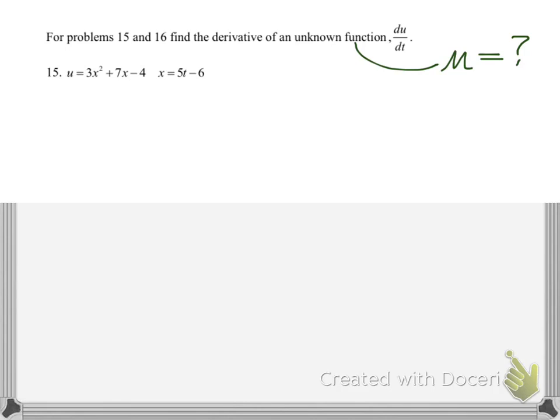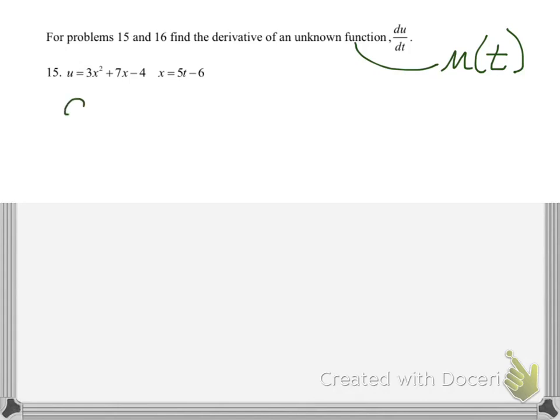U as a function of time is what we don't know what it is. Let me just clarify that. We don't have a function for u of t. If we did, we would just take the first derivative and we'd be done. Because we don't have that, we're going to work through this problem using the chain rule.